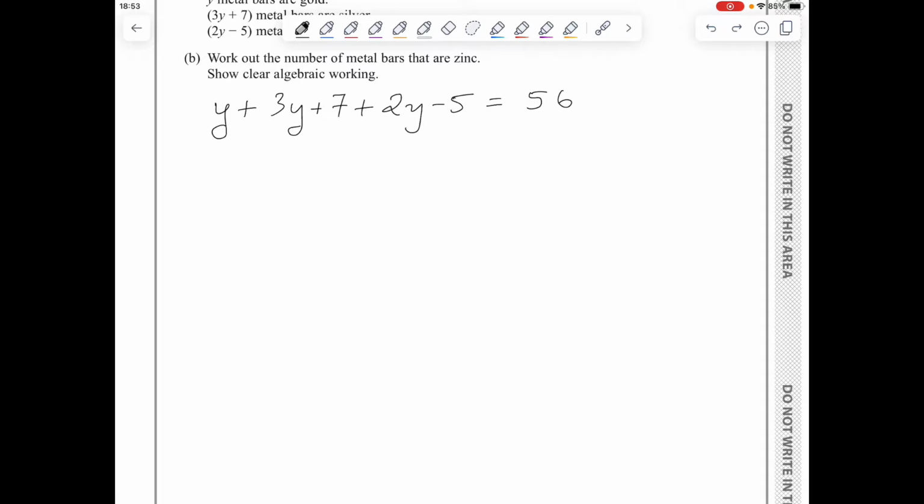Now let's solve this one. 6y plus 2 is equal to 56. So 6y is equal to 54. Y comes out to be 9.